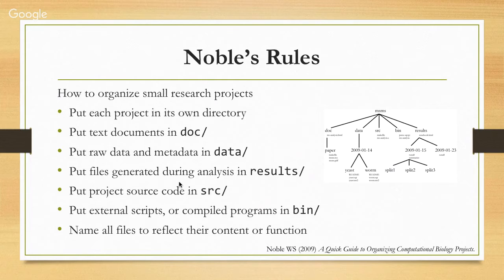Specifically, he suggests putting text documents such as a manuscript for the analysis or technical documentation in a doc directory, any raw data or metadata associated with the project in a data directory, files generated from the raw data in a results directory, along with a lab notebook describing how the results were generated, which commands were run, what commands worked, what commands didn't work, source code in an src directory, and then compiled programs or external third-party scripts in a bin directory. The basic idea is to name all the directories, and all the different components of the project according to their contents or the role that they play.